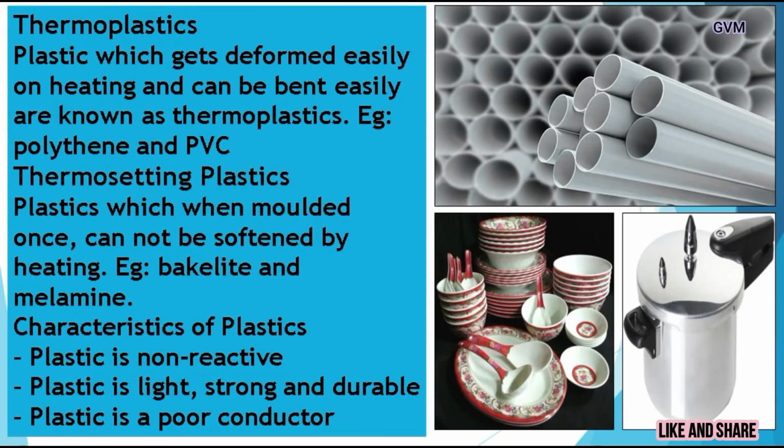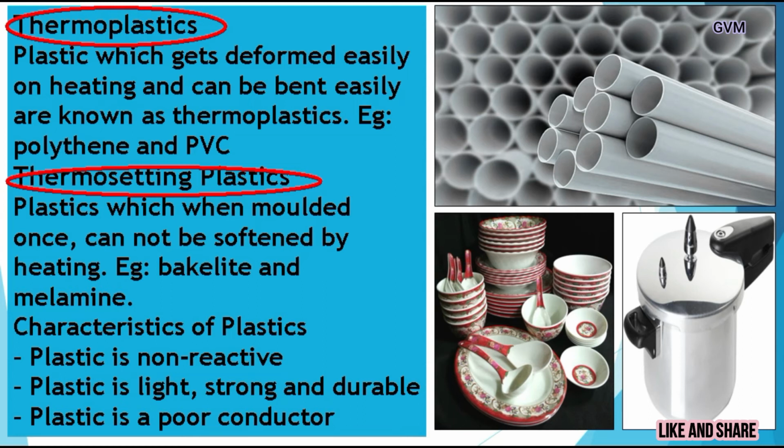Now students, there are basically two popular types of plastics. Number one, thermoplastics, and number two, thermosetting plastics. Students, thermoplastics are that type of plastic that can be deformed and bent easily on heating. These thermoplastics are often used for manufacturing toys, combs, and various types of containers. For example, polythene and PVC.